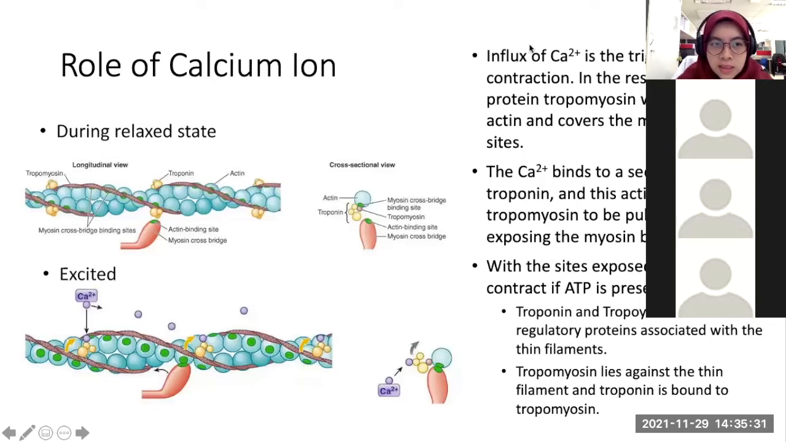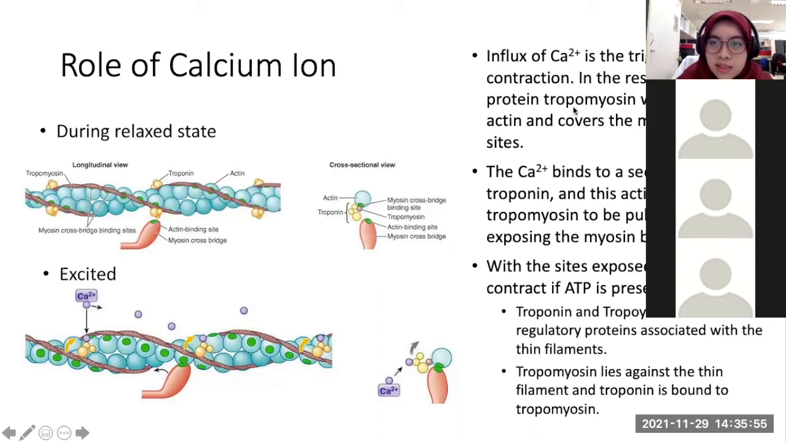Again, in muscle contraction, we observe the significance of the calcium ion. Without calcium ion, troponin will not undergo conformational changes allowing the myosin head to bind to the actin filament. So the influx of calcium is the trigger for muscle contraction.